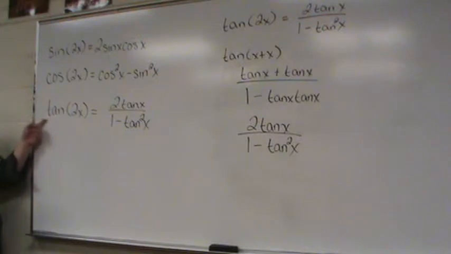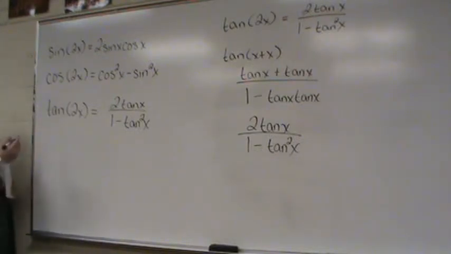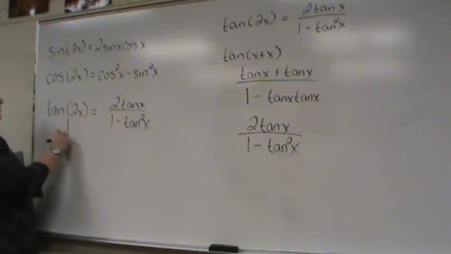Now for tangent x, we want to take a little bit closer look at tangent x. Can we rewrite tangent as something else? Sine over cosine. So we can rewrite it as sine over cosine. So you can do the same thing with the double angles.